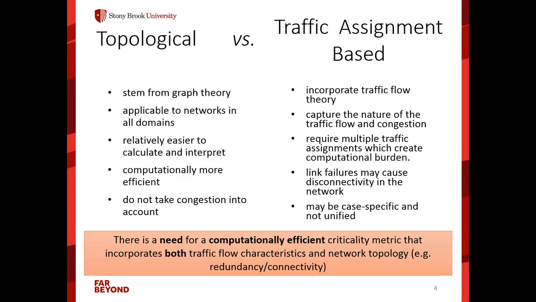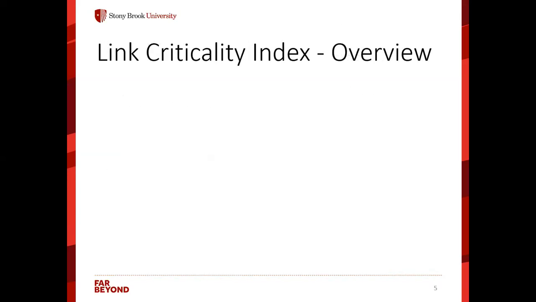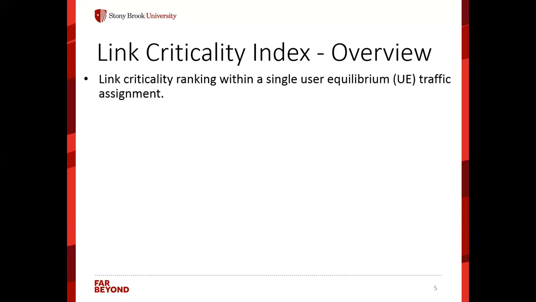So there is a need for a computationally efficient criticality metric that will take into account both traffic flow characteristics and also network topology, like redundancy, connectivity, and so on. So in this talk, I'll be talking to you about the link criticality index, which we suggest. What we do is more innovative in the sense that we calculate link criticality within a single user equilibrium traffic assignment.